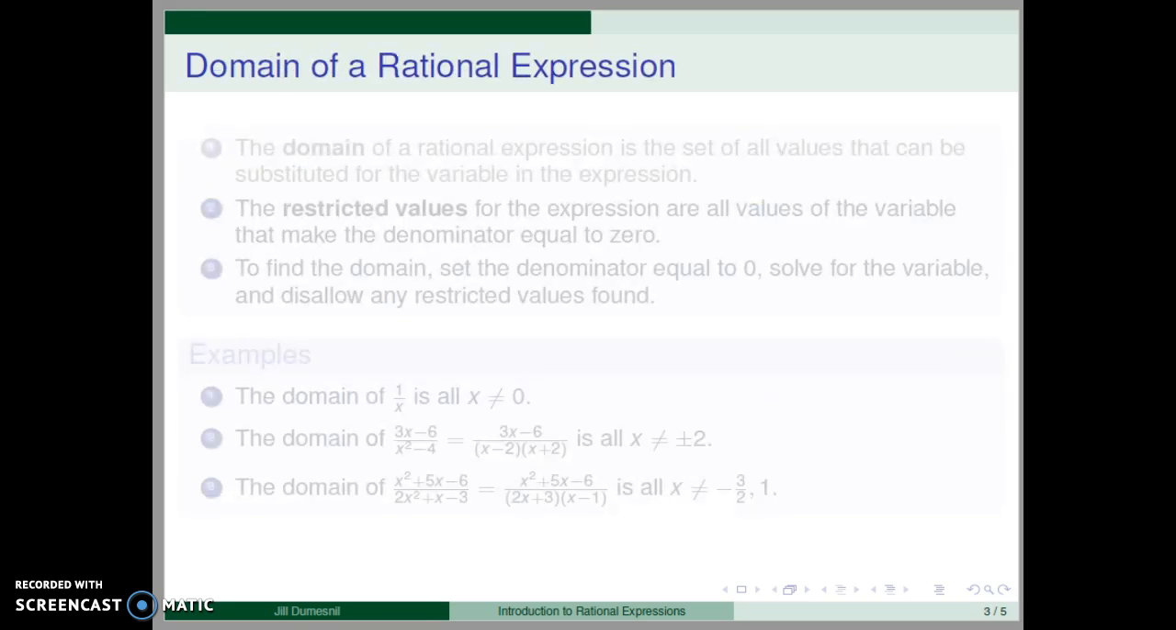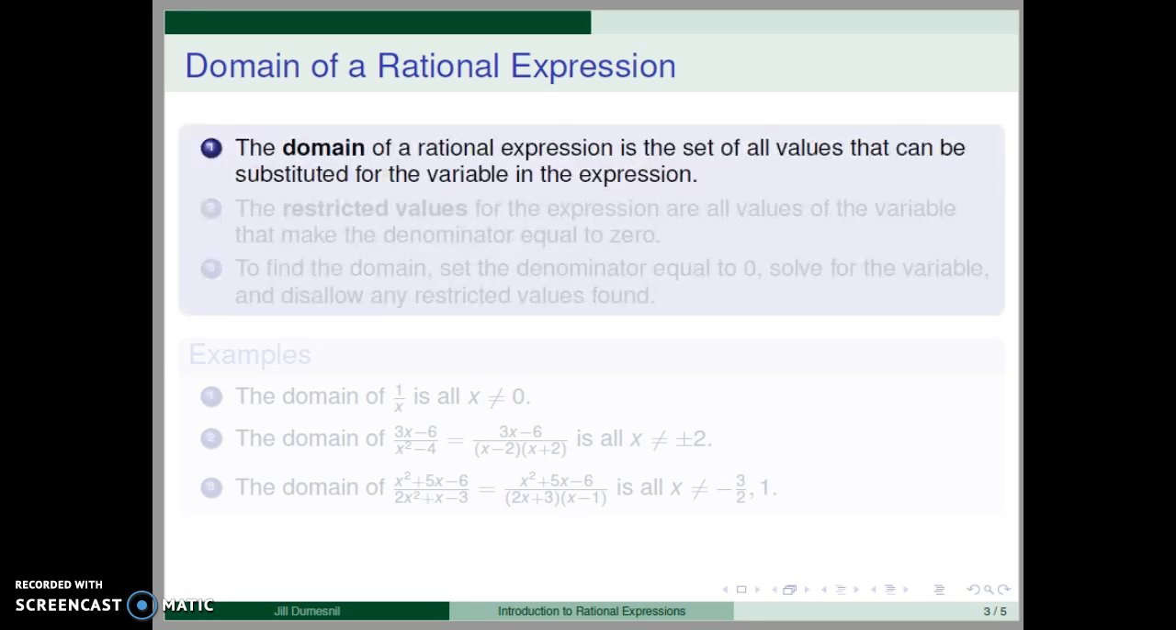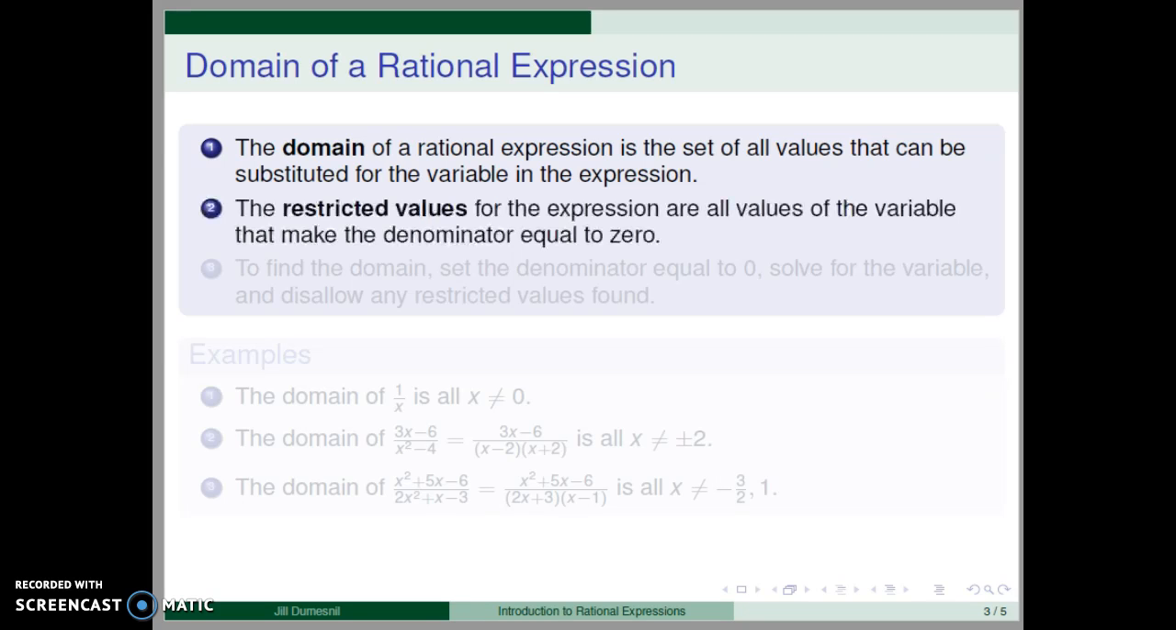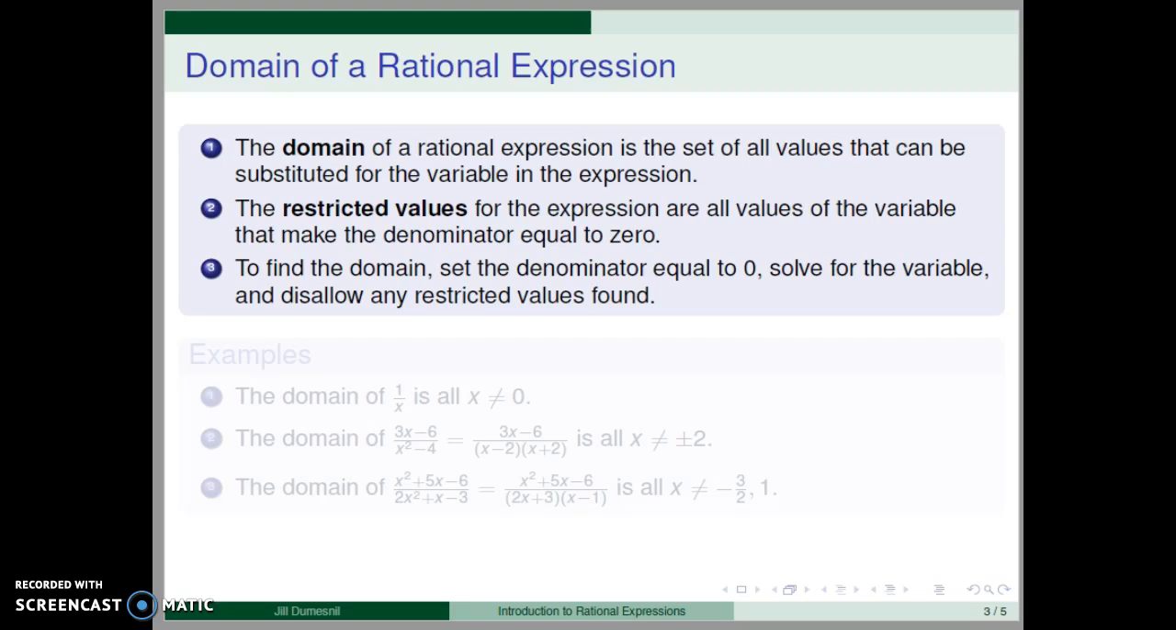Since the denominator of any fraction cannot equal 0, we have some restrictions on the domain of a rational expression. In general, the domain of an expression is the set of all values that can be substituted for the variable in the expression. The values of the variable that make the denominator of a rational expression 0 are called the restricted values for the expression. To find the domain of a rational expression, set the denominator equal to 0, solve for the variable, and disallow any restricted values found.